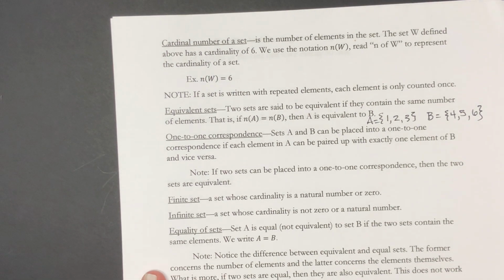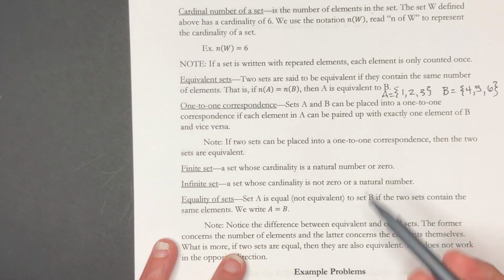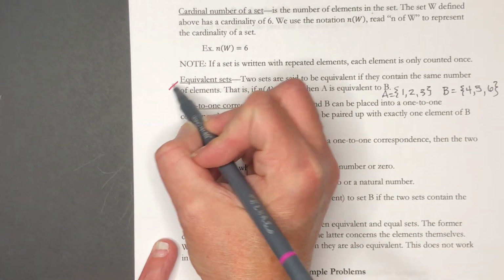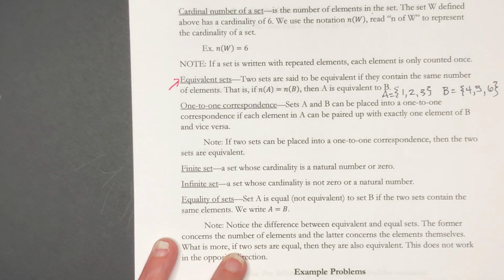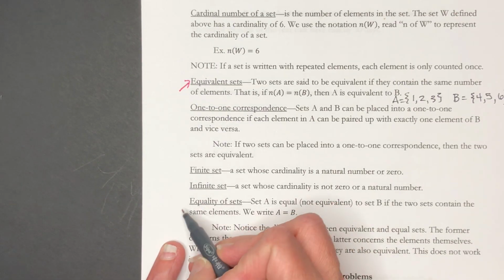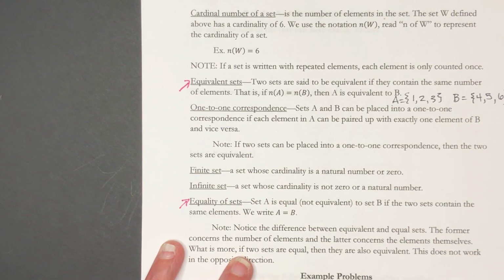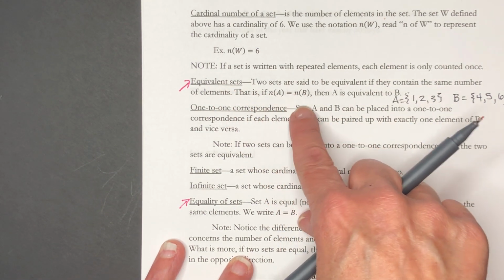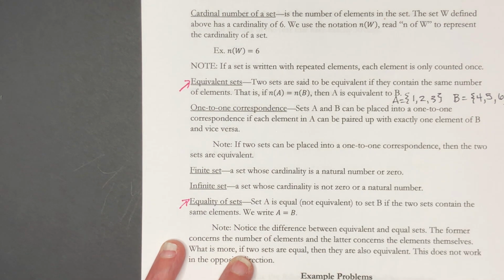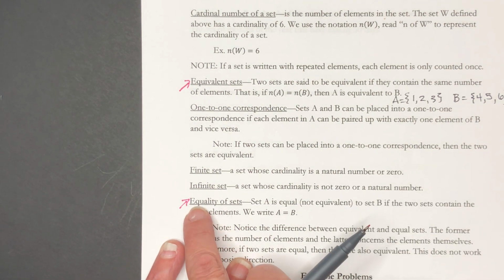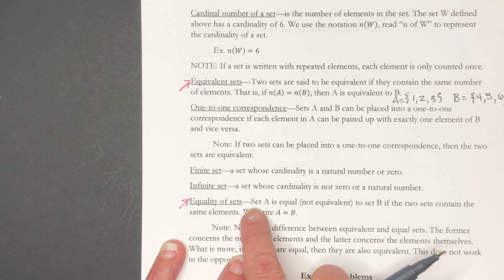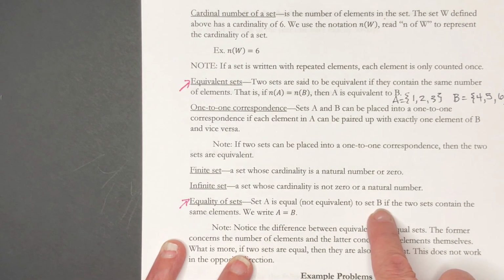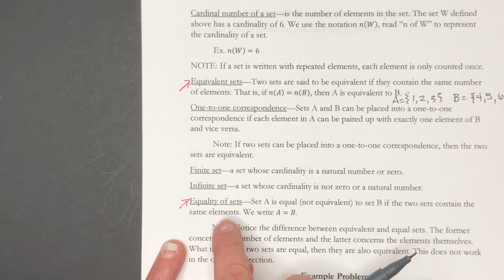Okay, so now a big distinction that gets confusing. Right here, we had equivalent sets. Here we're talking about equality of sets, and they are different, and we have to be really careful about keeping them separate in our heads. For equivalent, we're just talking about the number of elements in there. If they have the same number of elements, they are equivalent. But to be equal, the sets have to have exactly the same elements.